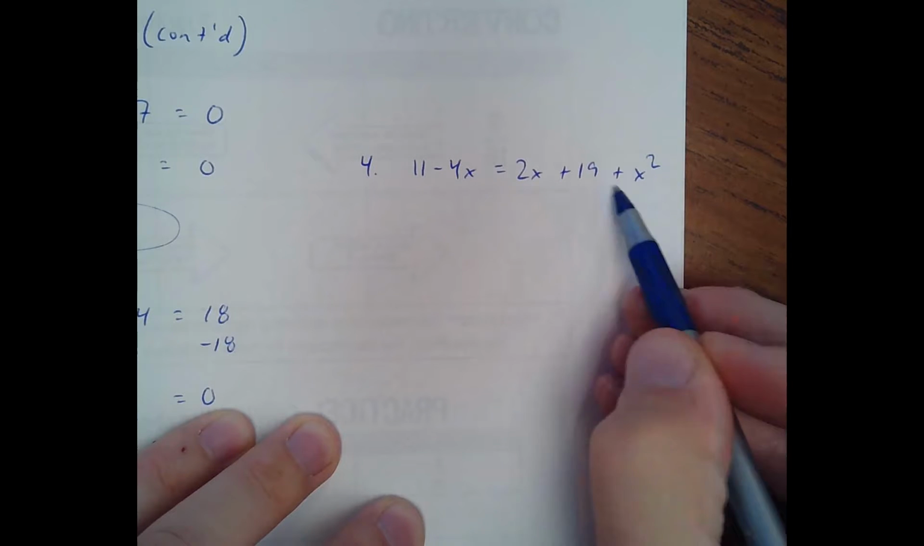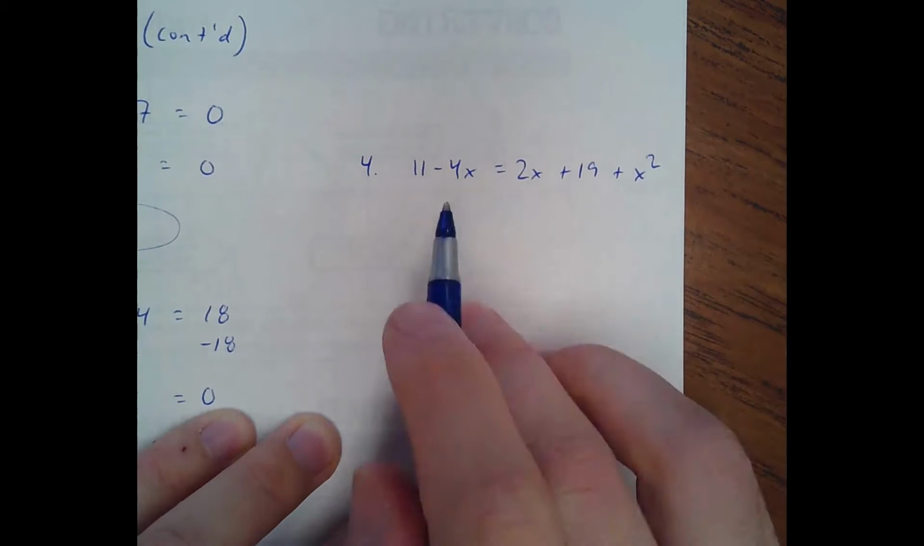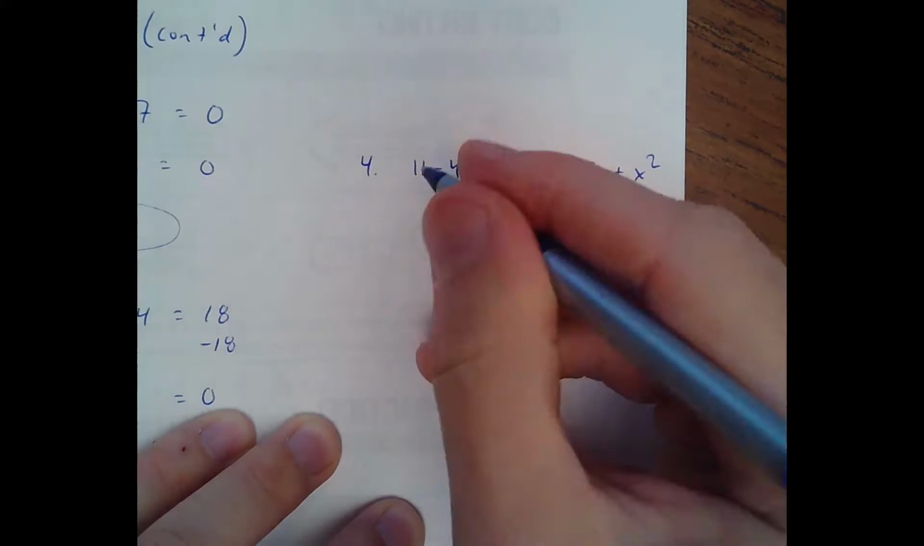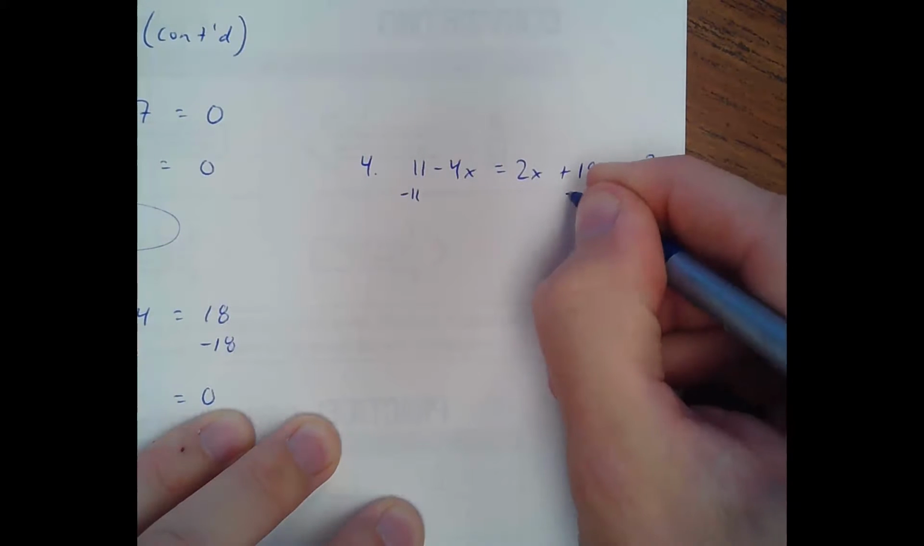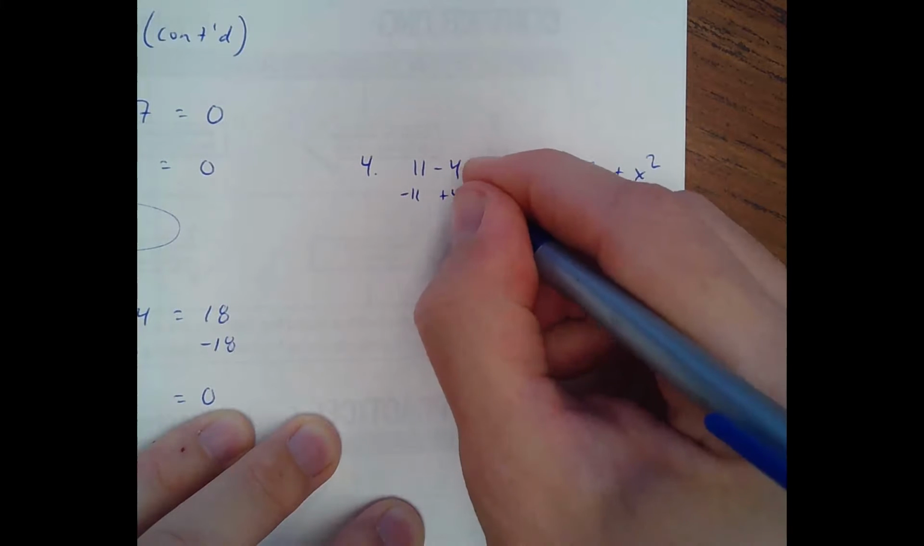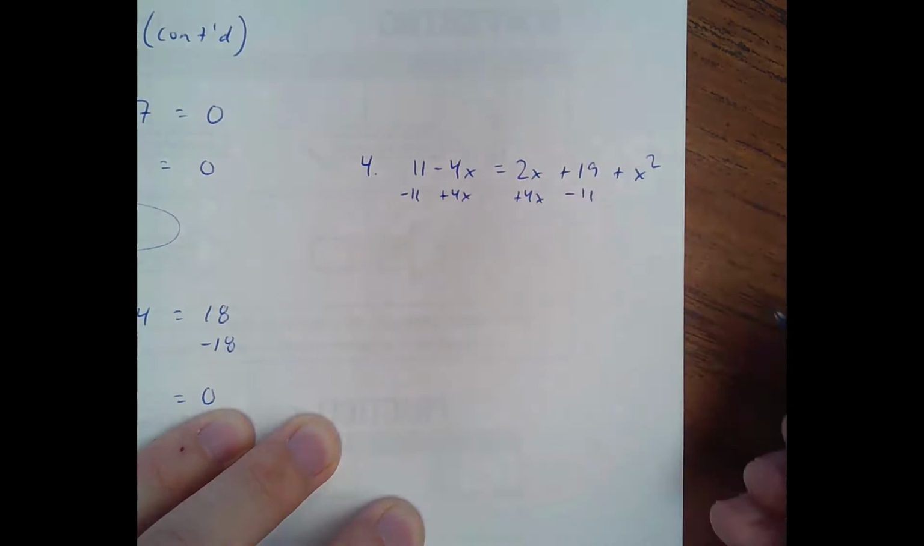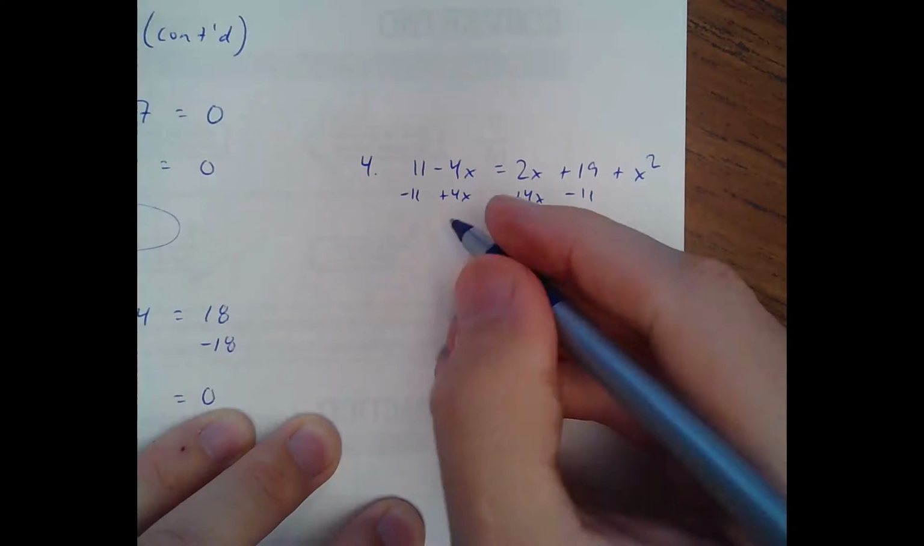So since x squared is positive, I want to keep x squared positive. So I'm going to move everything to the right this time. So I'm going to subtract the 11, subtract the 11. I'm going to add 4x, add 4x. So all this cancels out to 0.